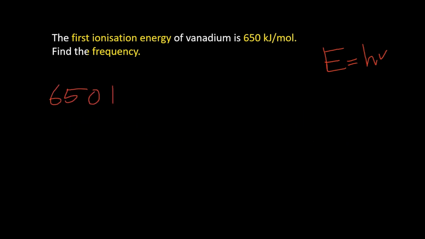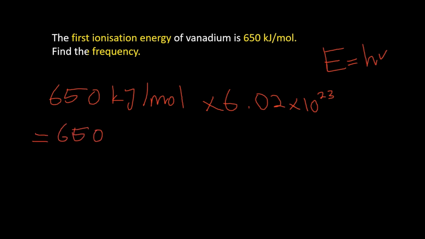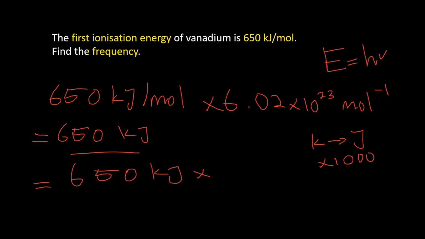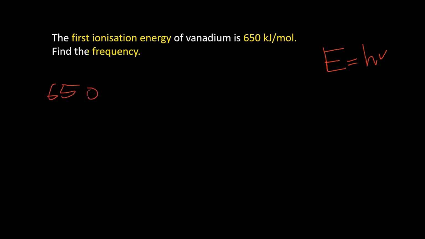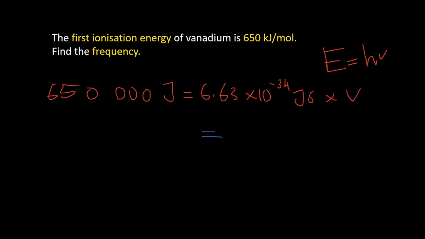Now, 650 kilojoules per mole times the Avogadro's constant to get rid of that pesky mole. And we got 650 kilojoules. The moles cancel out, and kilojoules to joules is times 1,000, so multiply the energy by 1,000 and you'll get the energy in joules, 650,000 joules. Now we've got that out of the way, we write it as 650,000 joules equals Planck's constant in joule seconds times frequency.